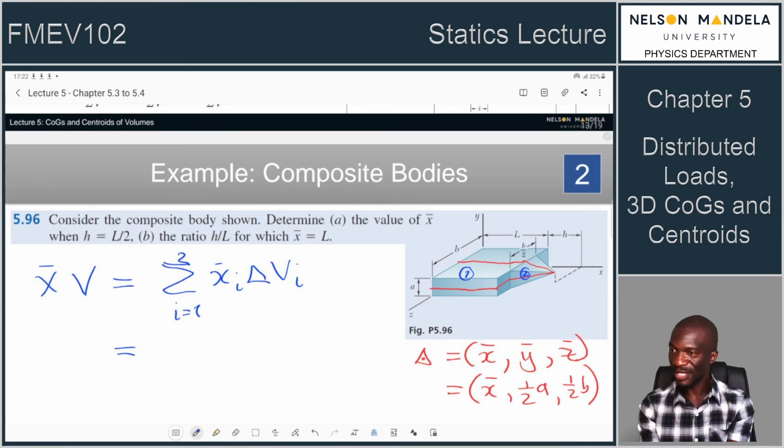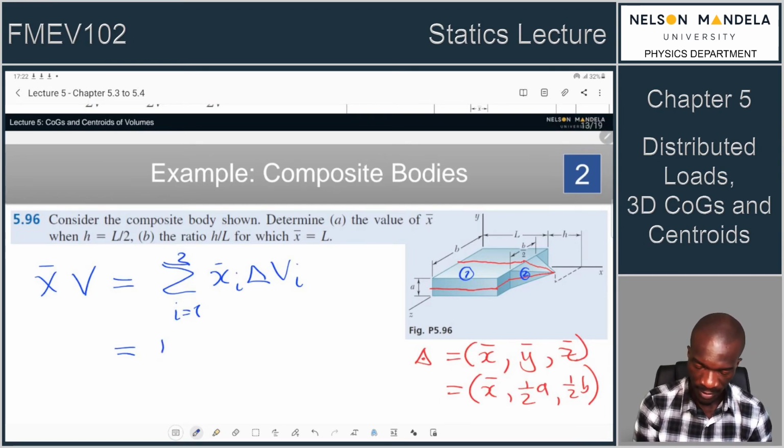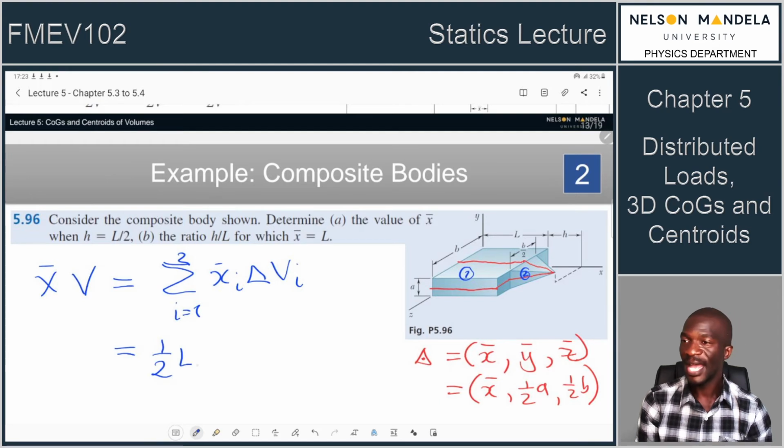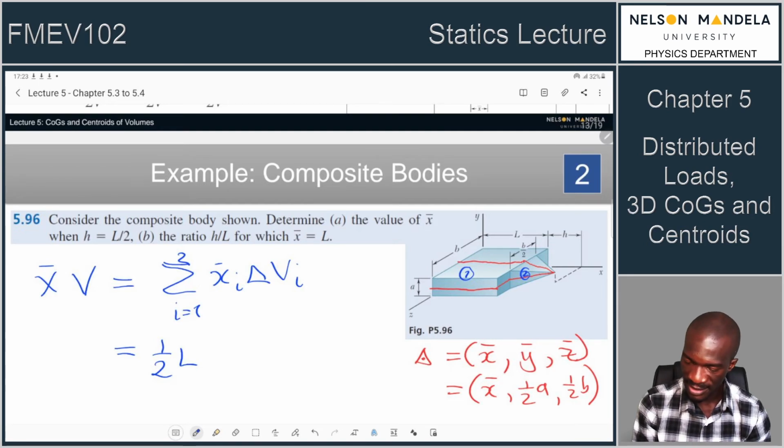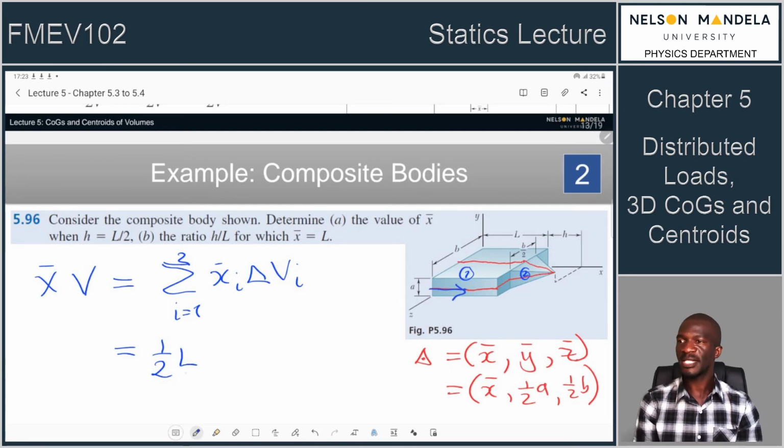So if it's a rectangular prism, its x bar is a no-brainer. It's just half of L. Are we measuring the half of L from the origin on the x-axis? Yes. We are looking at this distance, so it's half of the dimension L, which we found there. So we're happy with this first parameter.